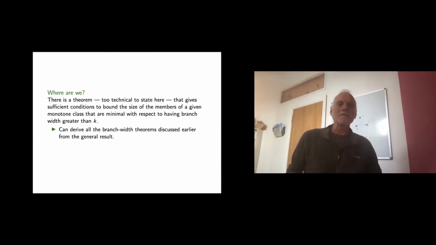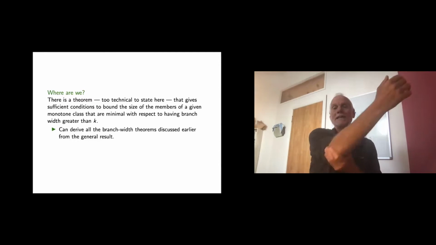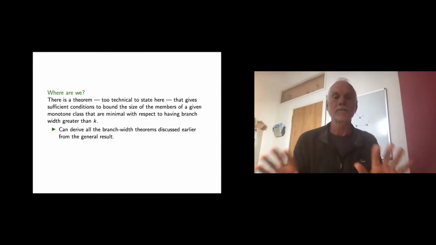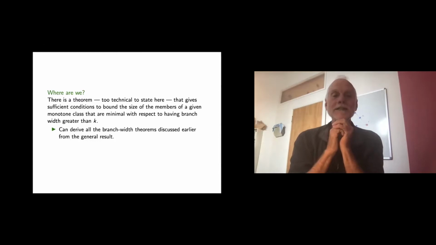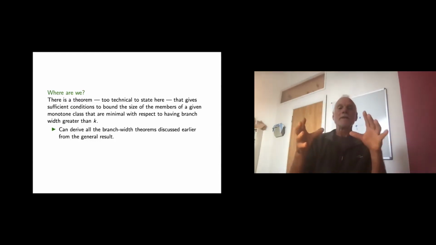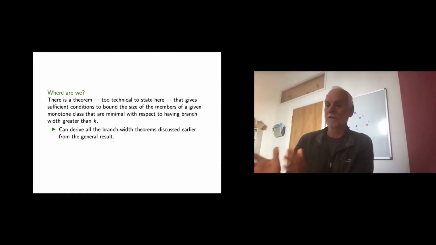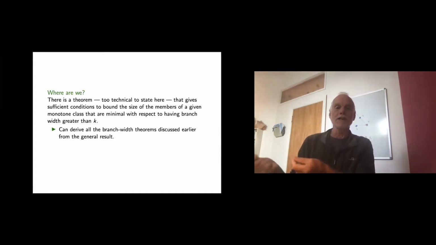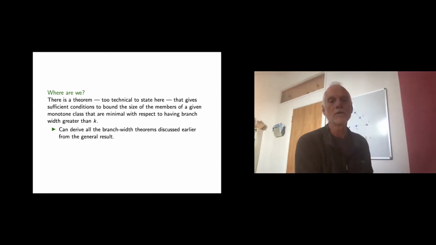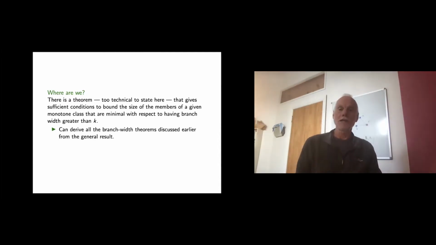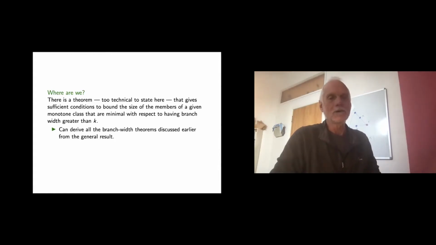where are we? So the point is that once we have the definition of monotone order, we can come up with a theorem. And it's too technical to state here, but it's not terrifically technical. If I wanted to make the focus of this talk just that theorem, we could have plenty of time to talk about it, but I haven't. But what it does is it gives you sufficient conditions to bound the size of a given class. So you give me your particular class of objects, this is what you have to do. And if you've done those things and checked them off, you've bounded the size of your minimal objects that are minimal with respect to having branch width greater than k. And all the branch width theorems discussed earlier can be derived as corollaries of this general theorem. So that's somehow the point of that generalization.